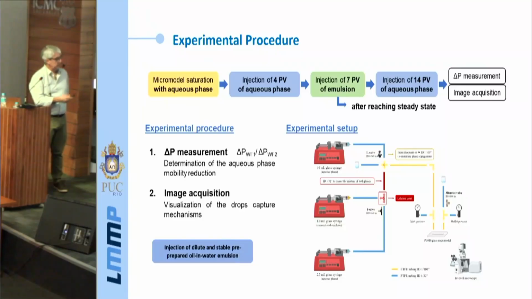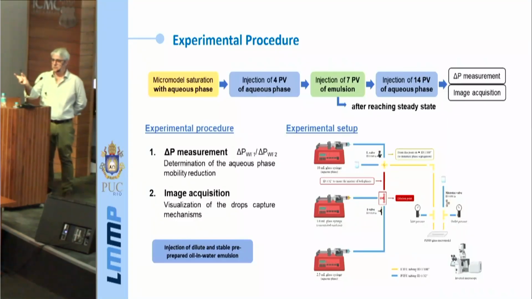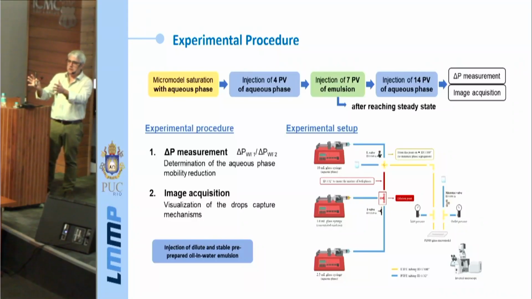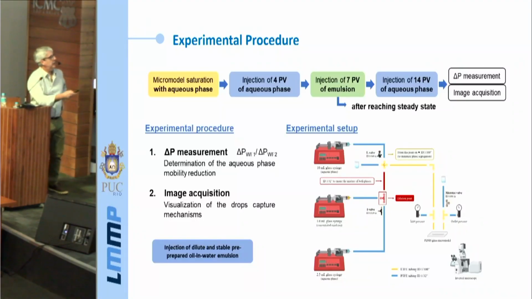The experimental setup is the following. The porous micromodel was filled with water. We inject just the water to reach the permeability of that porous media. And then we inject a slug of emulsion, 7 pore volumes of emulsion, and then we follow that emulsion injection by the water injection. So I'm injecting a slug of water filled with drops, and then pure water again, okay? And then after steady state, we are measuring the pressure drop and the image, okay?